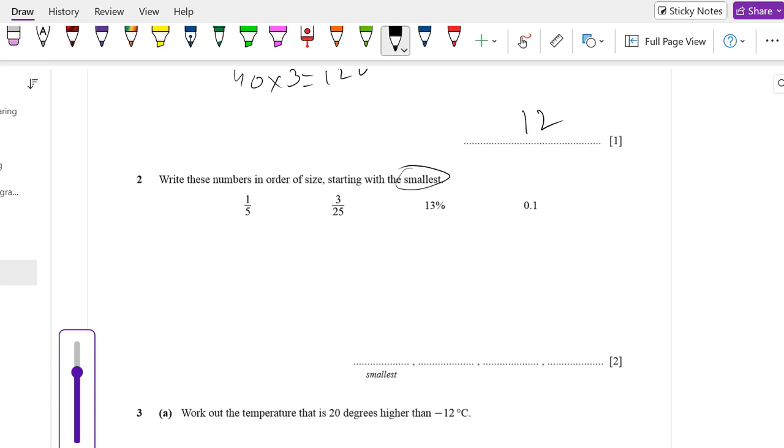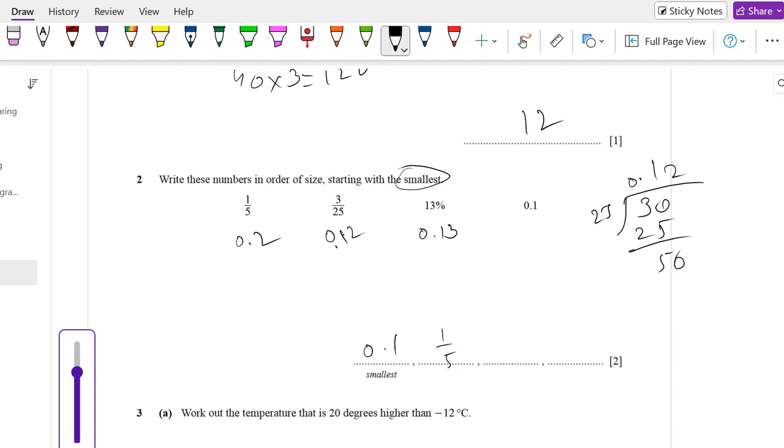Starting with the smallest. So we should convert everything into decimal. 0.12, 0.2, 0.1, 1 by 5, sorry, 3 by 25, 13%, and 1 by 5.